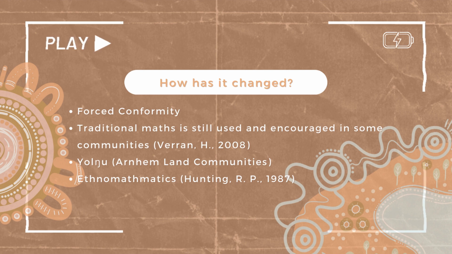There is a community in Arnhem Land that uses the concept of Yulnul maths, which focuses on the interrelationship of the land and its people. This concept links to the notions discussed by researchers on ethnomathematics, which looks at the relationship between maths and culture.